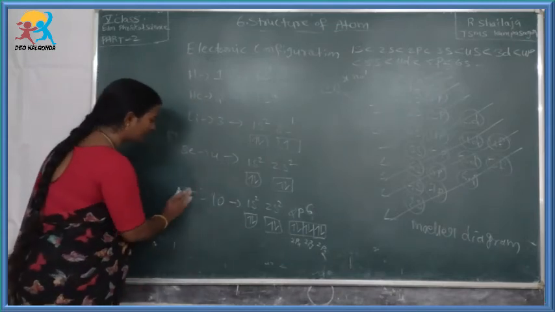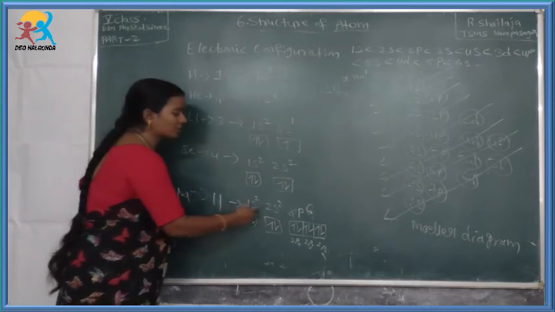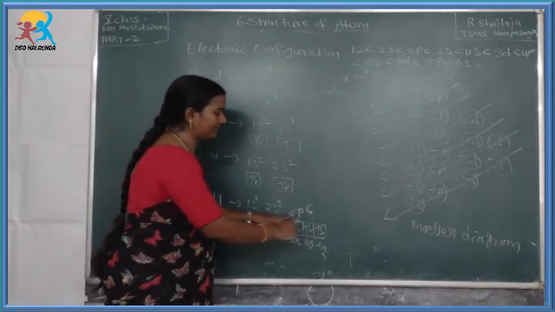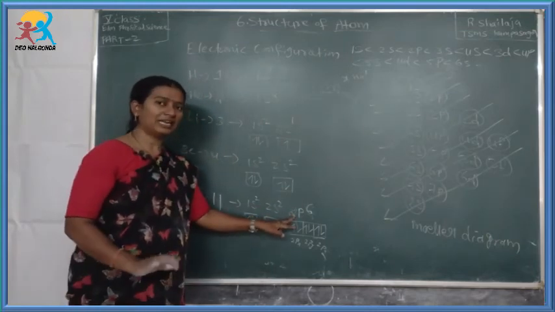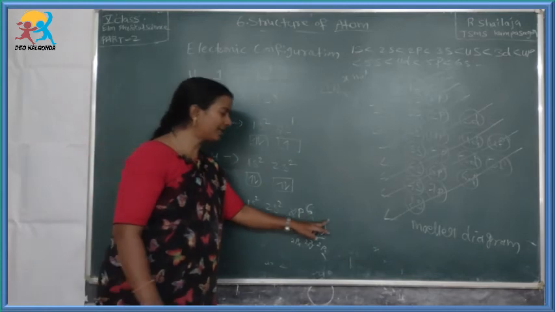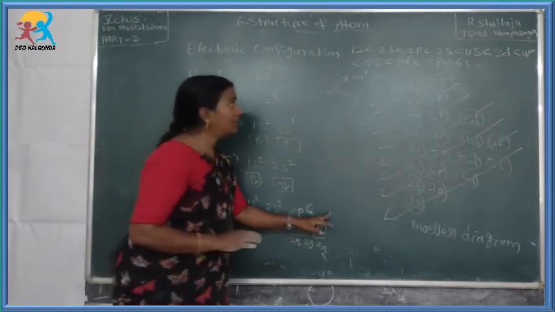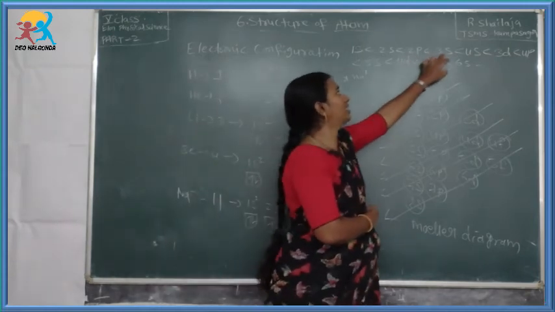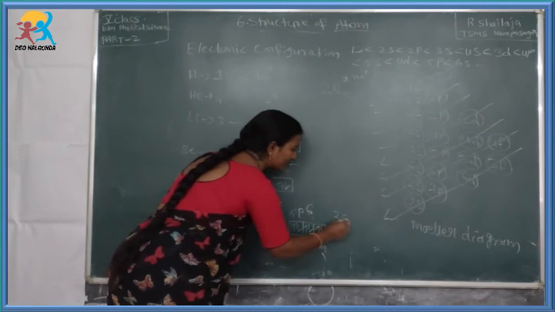Okay, suppose sodium, total 11 electrons: 1s2, 2s2, 2p6, total 10 electrons completed. The 11th electron is not entering into the 2p. Why? Because it is already completed. The next electron is entering into the next energetic orbital, which is 3s. So the electron is entering into 3s.